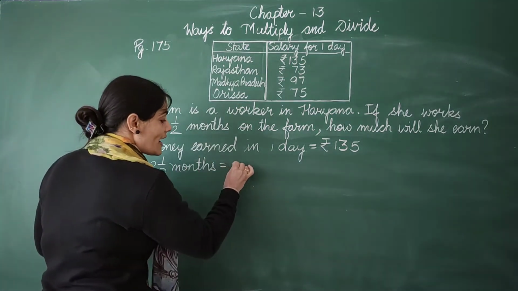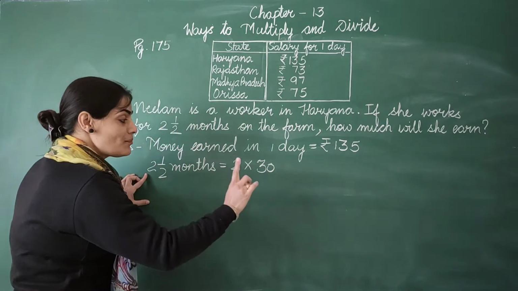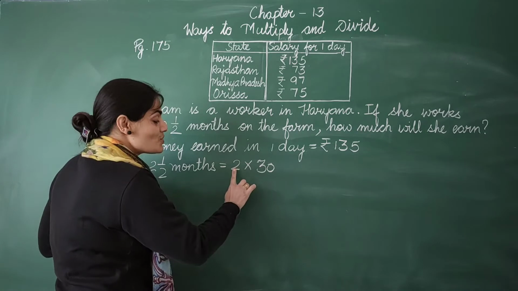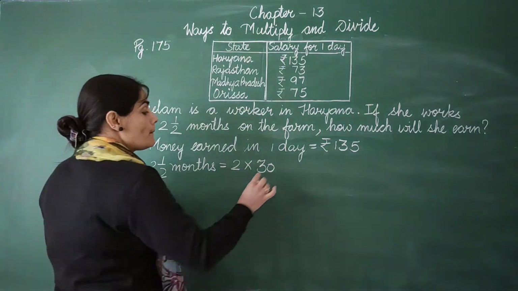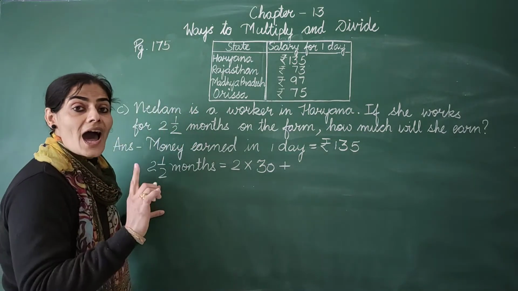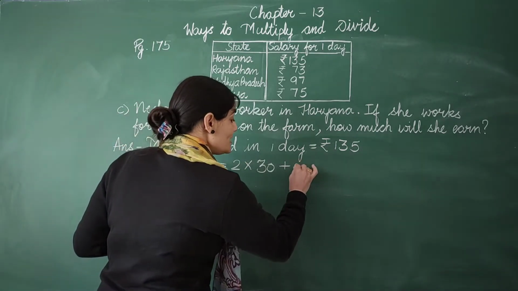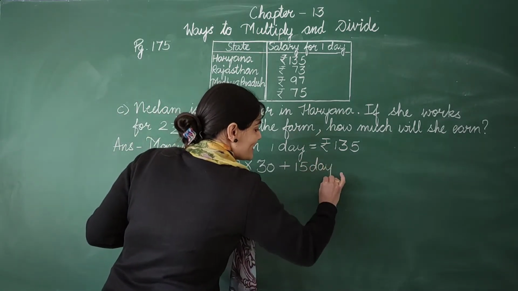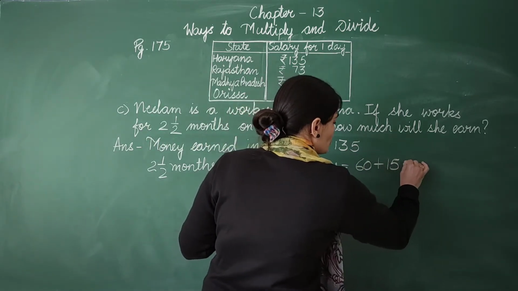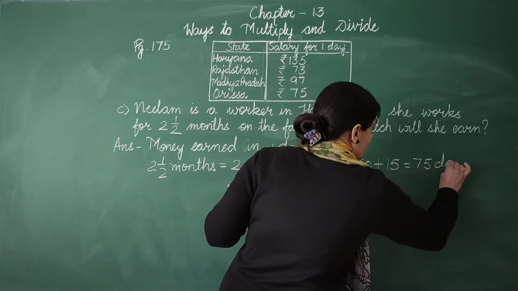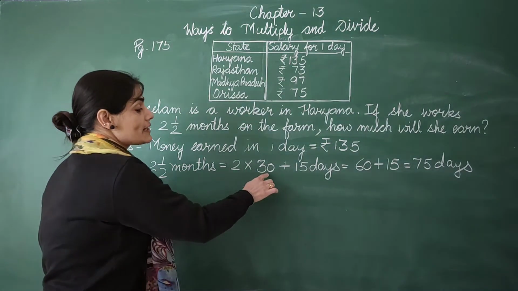2 months will have more days. If 1 month is having 30 days, 2 will have more. So 2 into 30 will give you 60. Plus half month. Half month will have half of 30 days. That means 15 days. So beta 2 into 30 gives you 60. 60 plus 15 will give you 75 days.